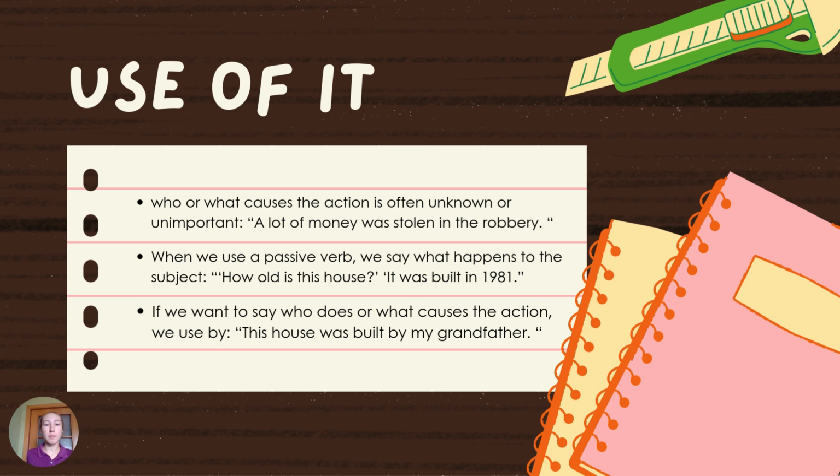Okay, when we use a passive verb, we say what happens to the subject. So how old is this house? It was built in 1981. When we use an active verb, we say what the subject does. My grandfather was a builder, for example. He built this house in 1981. It's a big company. It employs 200 people. One more time, here we just talk about active verbs and active sentences. But if we want to say who does or what causes the action, we use by. This house was built by my grandfather, for example.